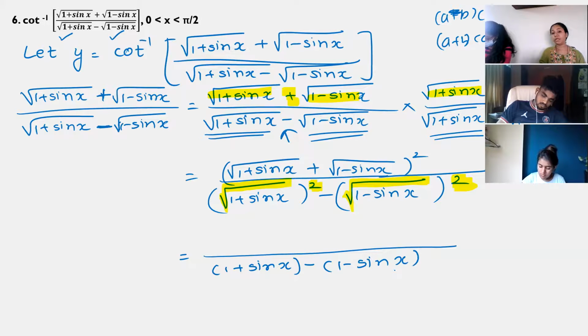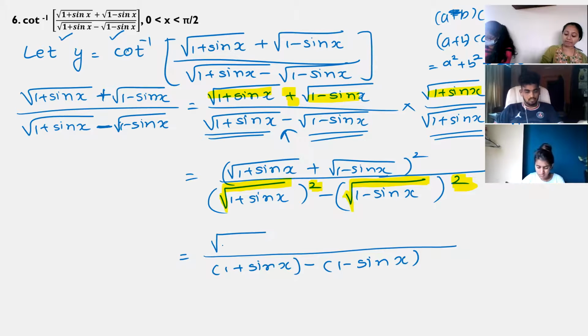Now, in the numerator, we are going to apply this method. A plus b the whole square is nothing but a square plus b square plus 2a into b. It's just that our a and b are a little big.